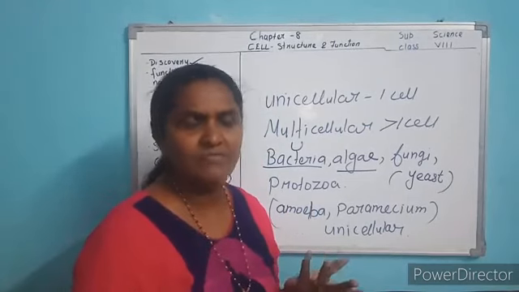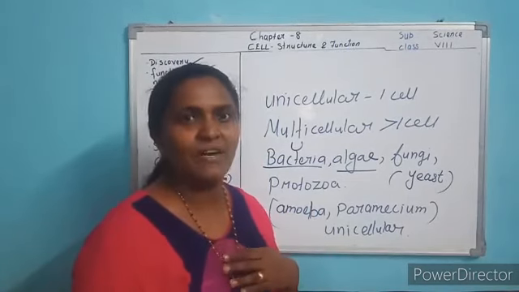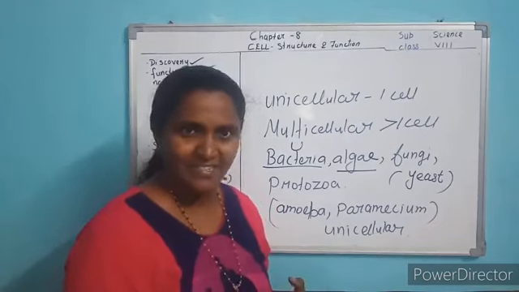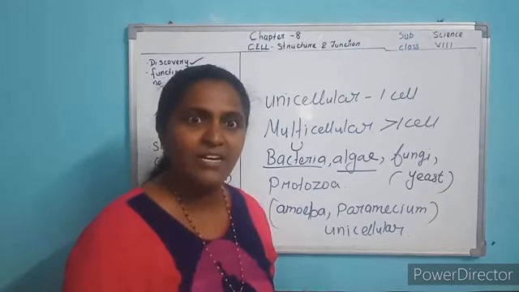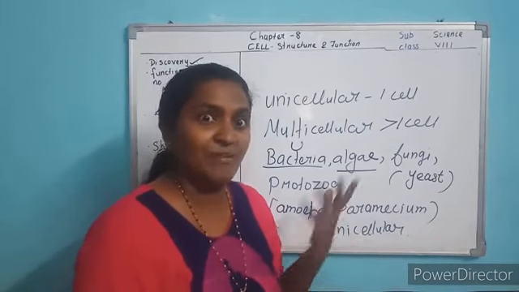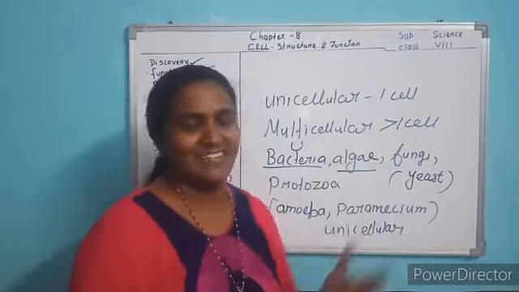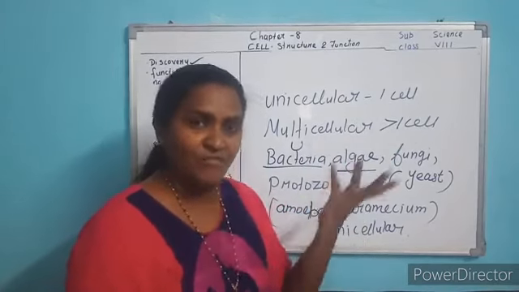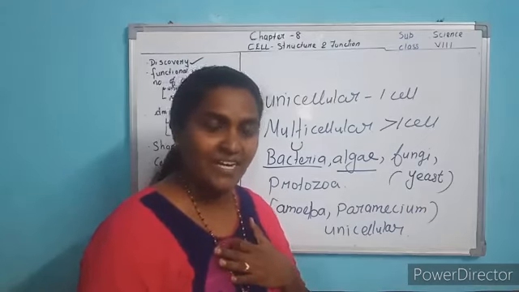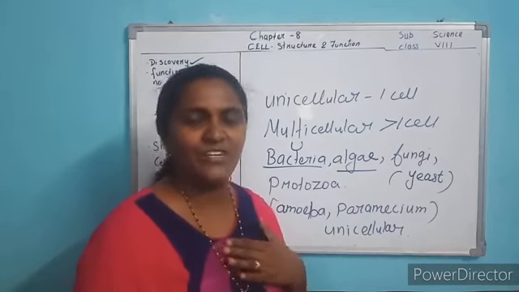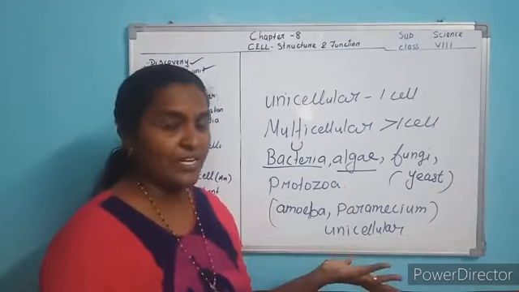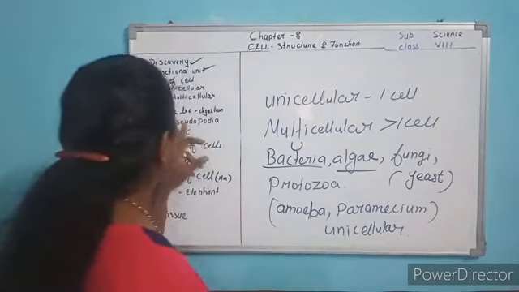And what about multicellular? We are multicellular organisms. All the animals, all the plants, human beings are multicellular organisms, because we have more than billions, trillions of cells. Understand? So we are called multicellular organisms. So you can write the examples of unicellular and multicellular. Let us move to the next.